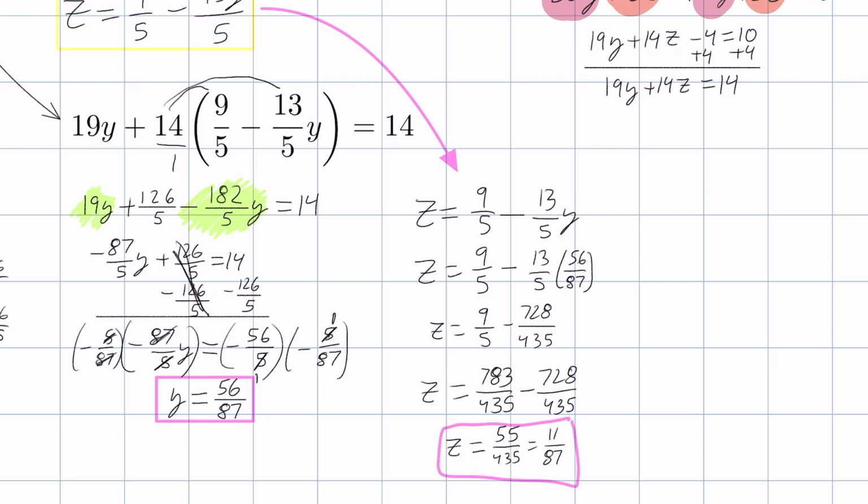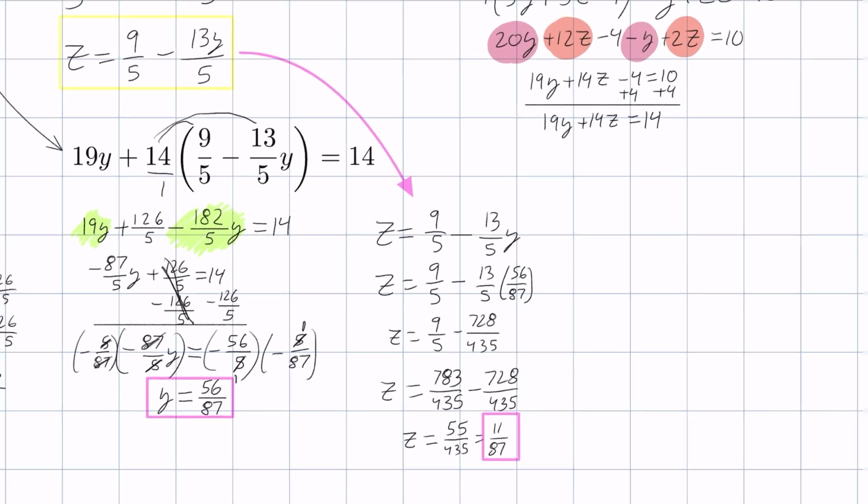So once again, we're going to circle that. That will be part of our final answer. And in this case, I should make it very clear, that's just this one. 11 over 87. So now we're in the very final step.